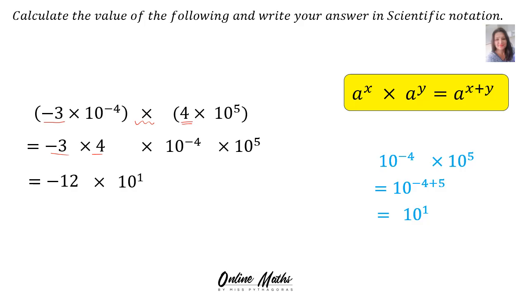Negative 12 times 10 is negative 120. And that is not in scientific notation. So we will move our comma. The comma is invisible and we will move it 2 places. Therefore, the final answer in scientific notation is minus 1,2 times 10 squared.